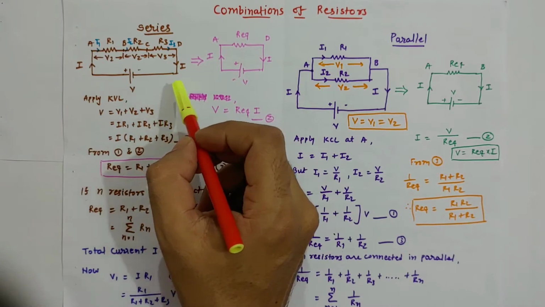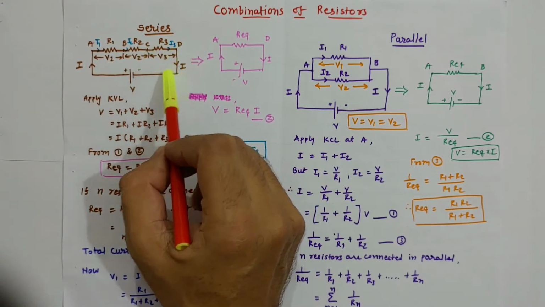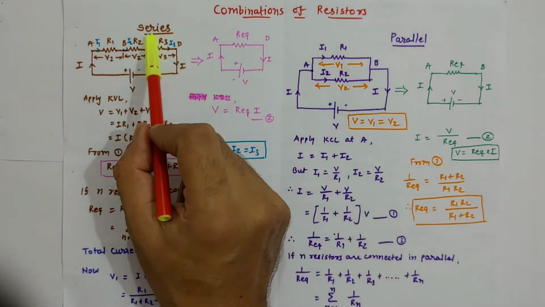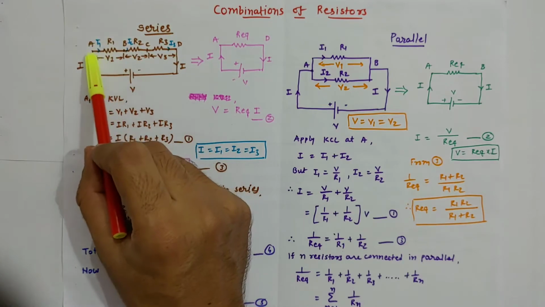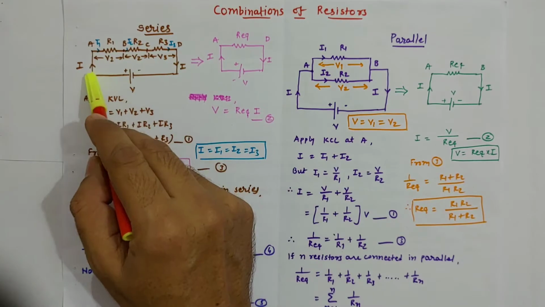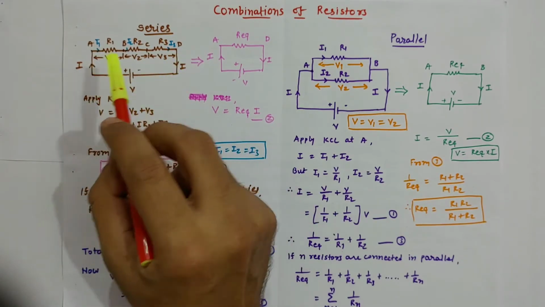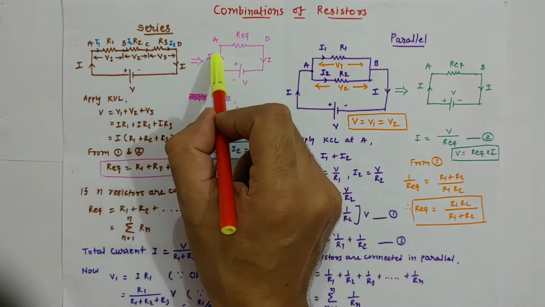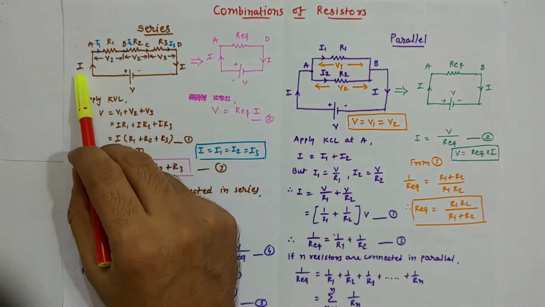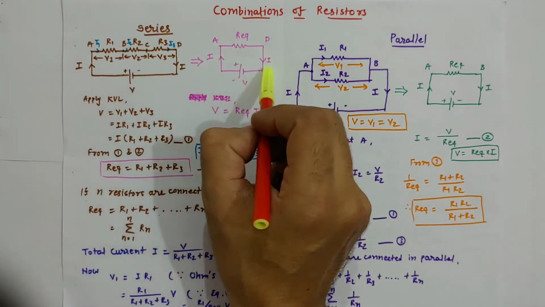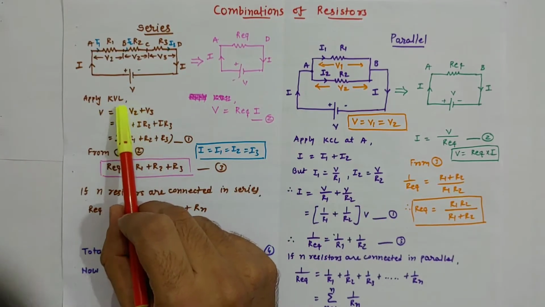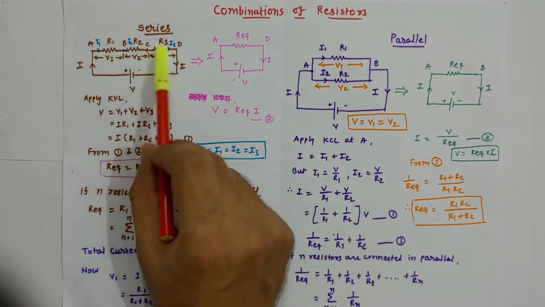Now we will try to find the equivalent value for the series connected resistors. Equivalent value means that if we replace this series combination of resistors with a single resistor, the remaining values of the network or circuit should remain the same. For example, in this case the current flowing in this circuit should not change. The value of I in this circuit and the value of I in this circuit should be the same. To find that value, we will apply Kirchhoff's voltage law to this circuit.